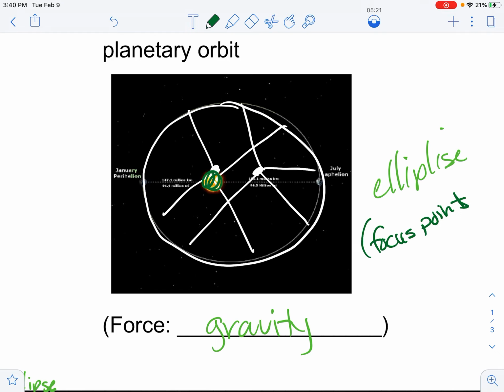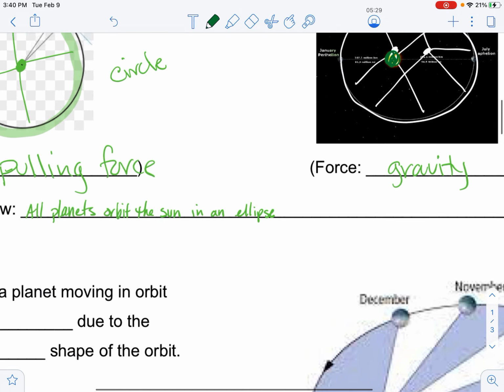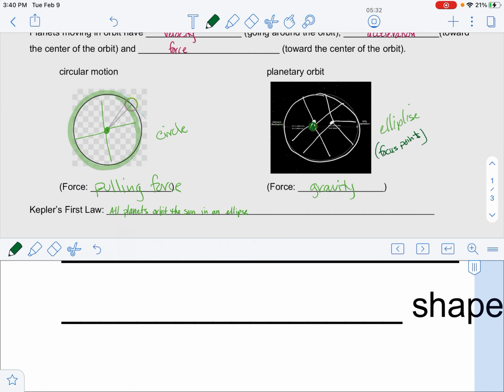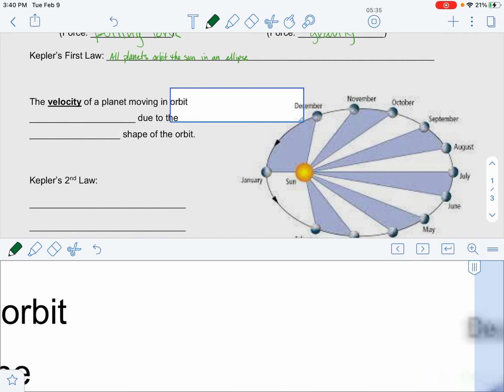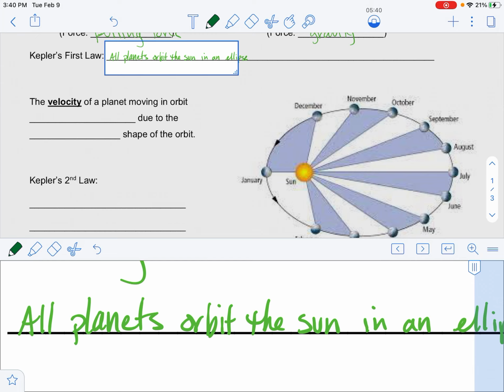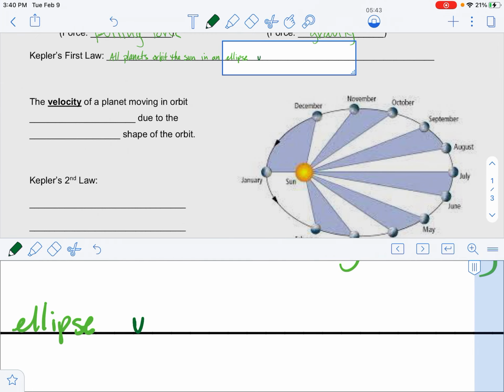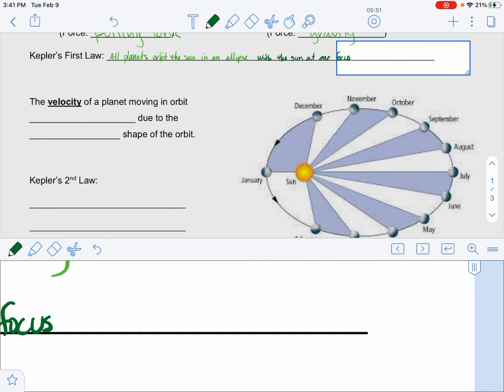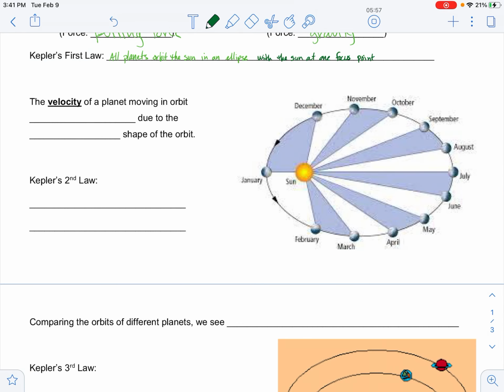And the sun is one of the focus points. And the other focus point, there isn't anything there, it's just space. Okay? So if we finish writing our Kepler's first law here, we're going to say all planets orbit the sun in an ellipse with the sun at one focus point. And there's nothing at the other focus point, it's just empty space, which is kind of weird, huh? Okay, so that's Kepler's first law.